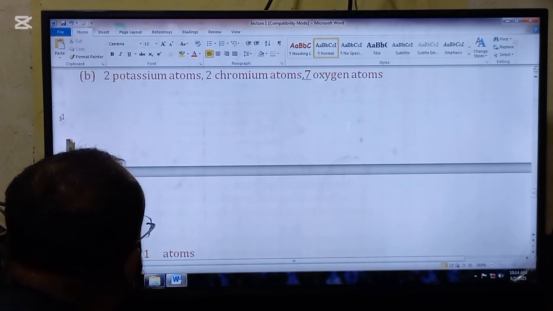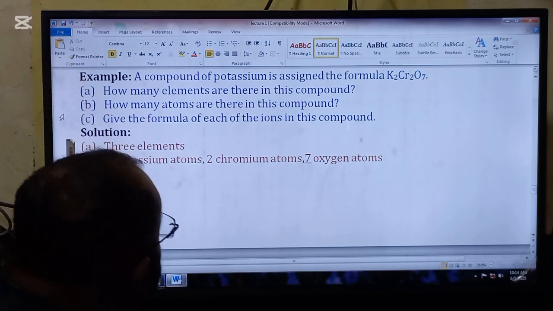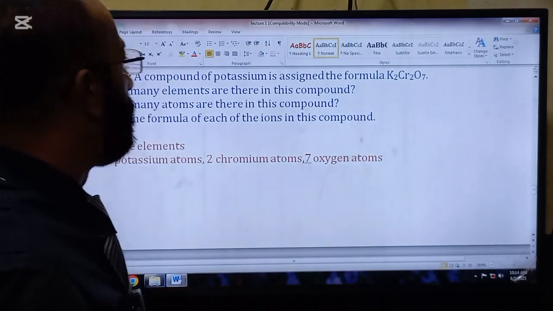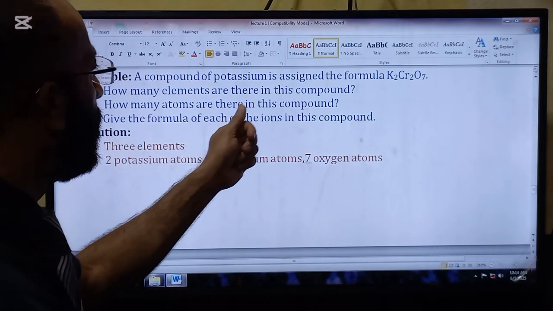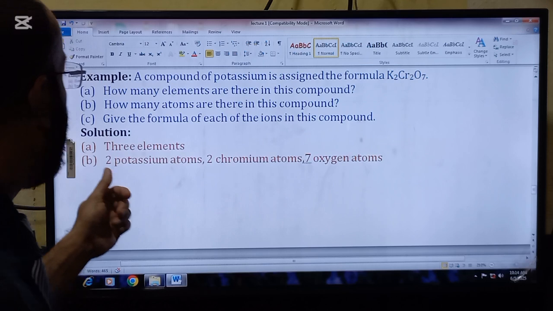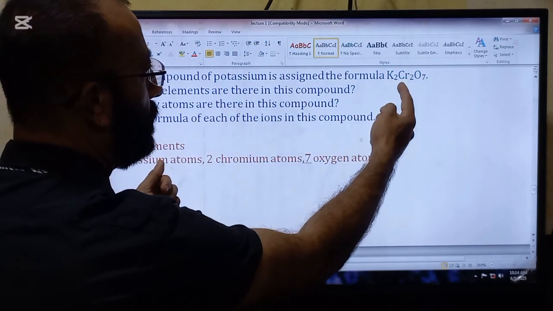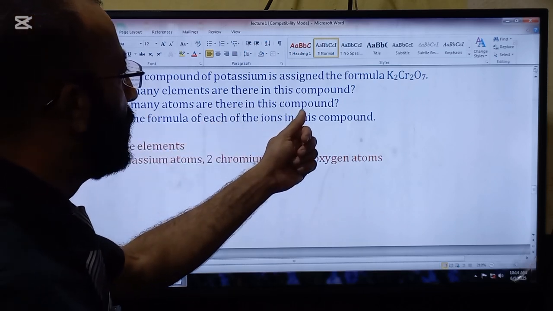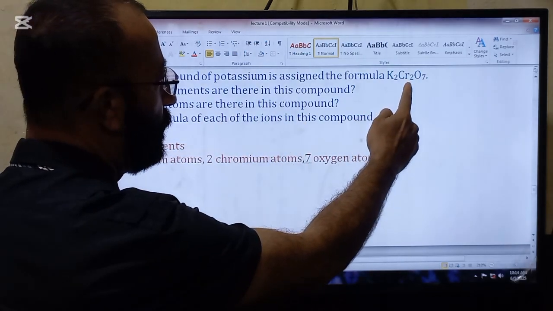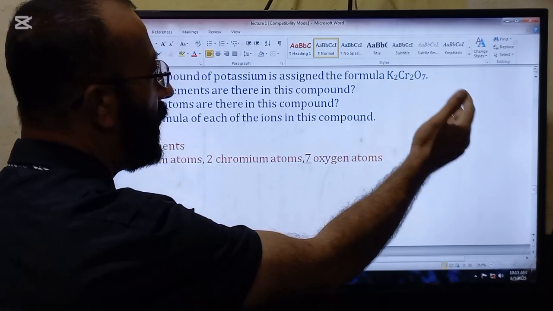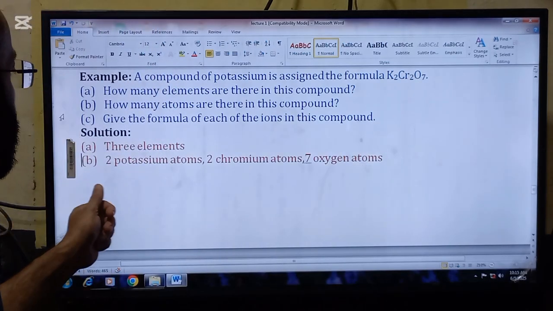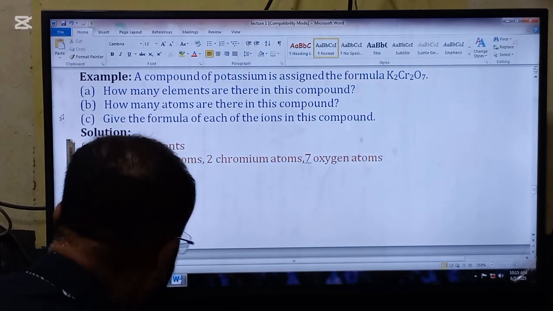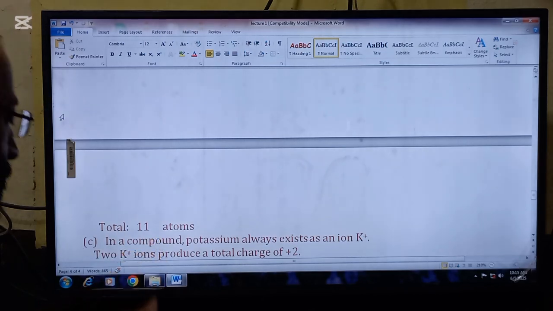And another question is here. A compound of potassium is assigned the formula K2Cr2O7. How many elements are there in this compound? The elements are 3: 1, 2, 3. B part is, how many atoms are there in this compound? The atoms are 2 plus 2 plus 7, total 11 atoms. Look, 2 potassium atoms, 2 chromium atoms and 7 oxygen atoms. So in total there are 11 atoms.